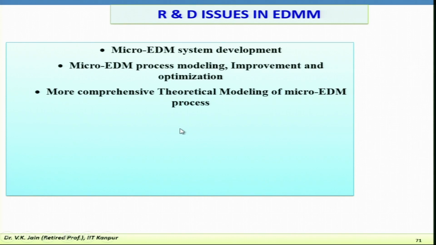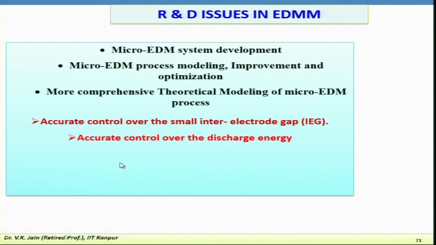More comprehensive theoretical modeling of the micro EDM process is required for this purpose. Accurate control over the small interval is very important. Experimentally, devices should be developed so that they can accurately control the inter-electrode gap. This is controlled by moving the tool towards or away from the workpiece, because if it is not working well or flushing is not working well, then the cycle time keeps on increasing and the material removal rate keeps on decreasing. So, the process becomes less efficient.